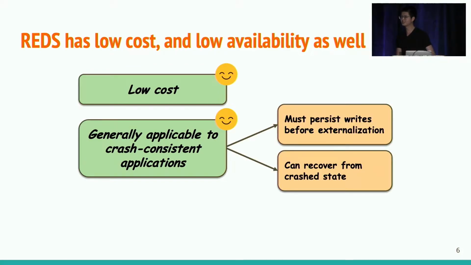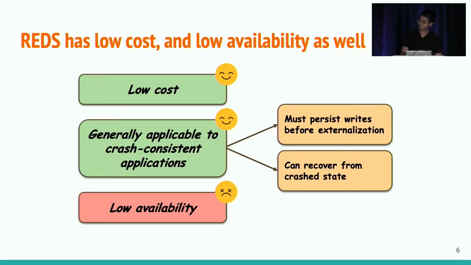Crash consistency is basically two requirements. One is that before externalizing any application state change, updates related to those changes must be persisted. And the second is that the application needs to be able to recover from the crash using techniques like redo logging. Unfortunately, RED does not bridge the gap between disk high availability and application high availability.